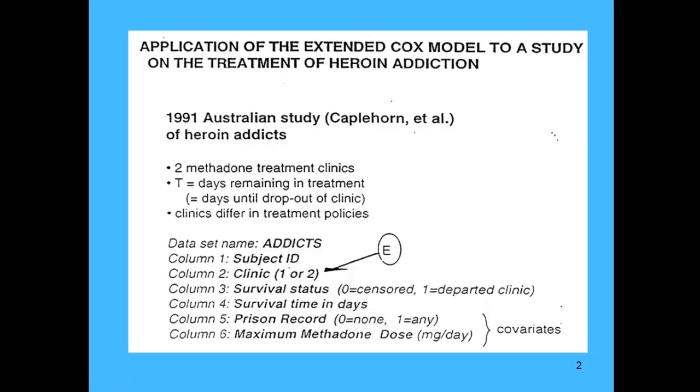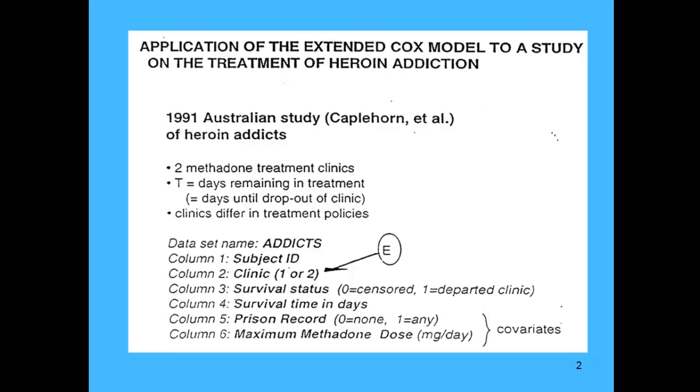Now, there were several variables that they were considering in addition to the main variable of interest, which is clinic. One variable was whether the person in the clinic had a prison record or not. You might think that if they had a prison record, depending on what kind of record or whether they had a record at all, any or none, then a given person who had a record might not stay in there longer for some reason because they're a little bit more unstable.